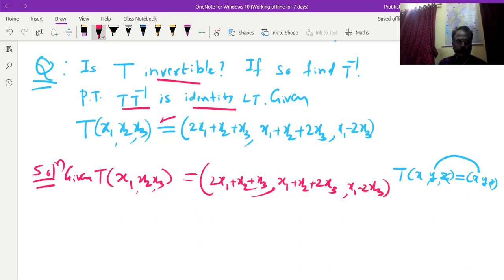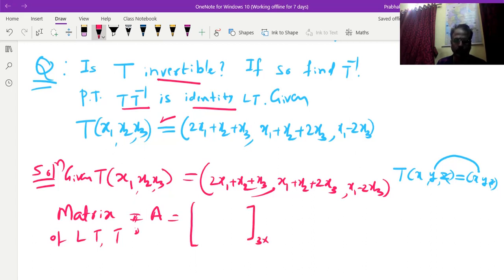Now immediately what do we find? The matrix of the linear transformation with respect to the standard basis (1,0,0), (0,1,0), (0,0,1). Say the matrix of linear transformation T is A. Since it is from R cube to R cube, it will be a 3 cross 3 matrix, needless to tell. The coefficients you see, 2, 1, 1, are the first row. Similarly, the second row is 1, 1, 2. And the third is 1, there is no x2 here so 0, and then minus 2. So 1, 0, minus 2.